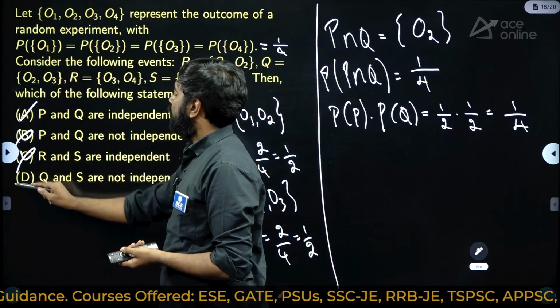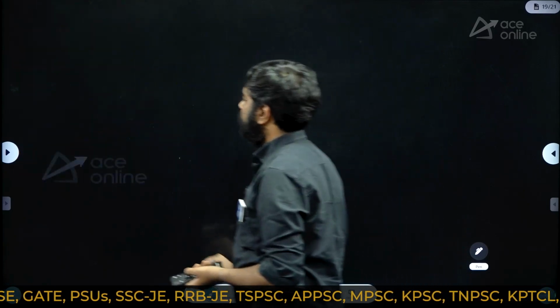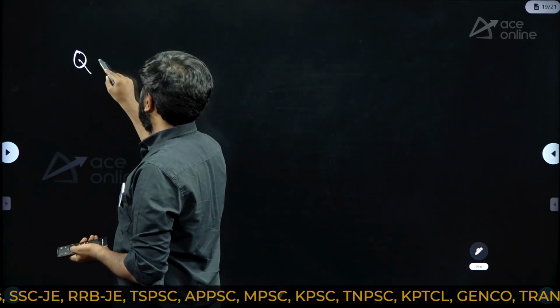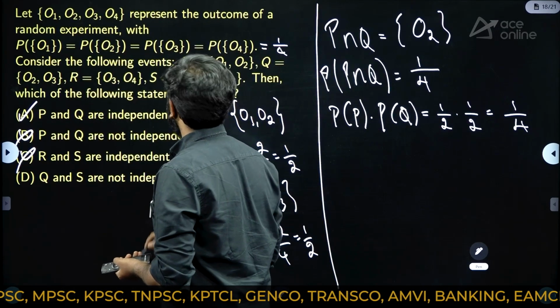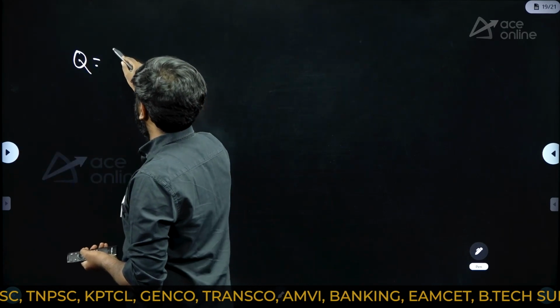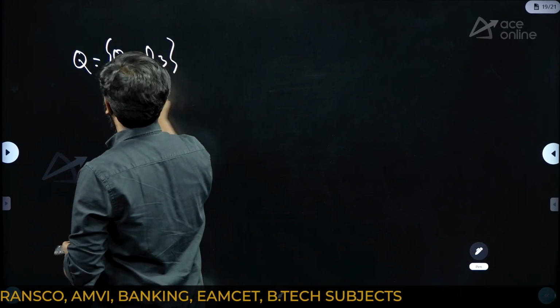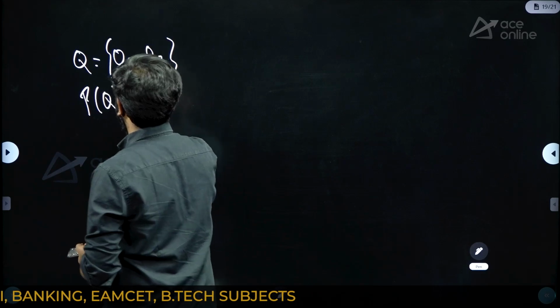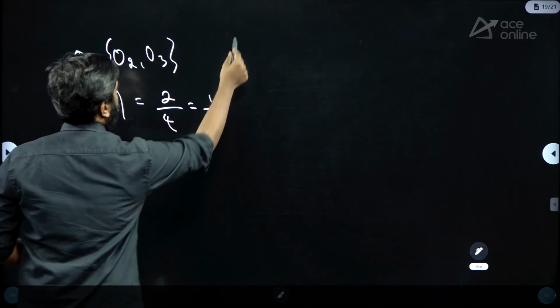So this is gone. Likewise, you can eliminate D as well. I'll show you how to eliminate D. Now what are the points in Q? Where is Q? Q is O2, O3. What is their probability, students? P of Q, which is clearly 2 by 4, which is 1 by 2.